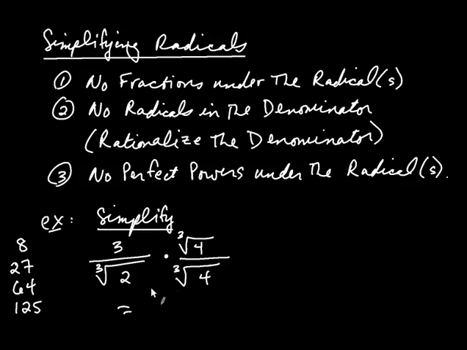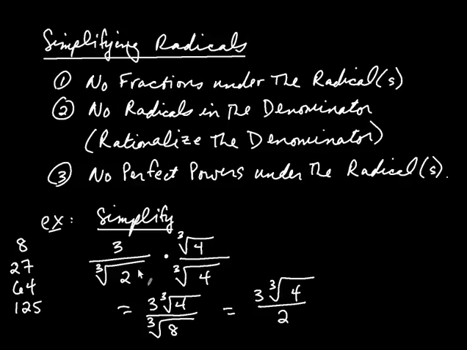Okay, so what do we have in the numerator? Well, it's going to be 3 times the cube root of 4. And the denominator, this is the fun part, is going to be the cube root of 8. And then, of course, that numerator we can just leave as 3 times the cube root of 4 over the cube root of 8, which is 2.